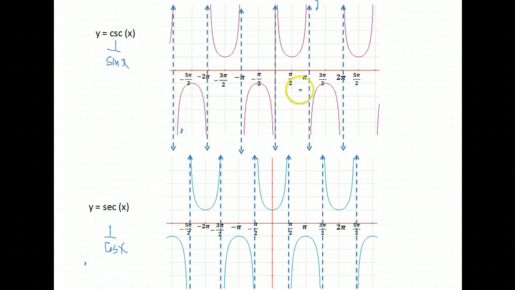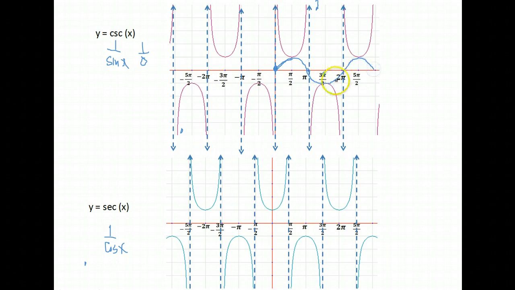Notice if I were to draw the sine curve in here, sine starts here at 0, 0 and goes up. But when sine is at 0, remember we hit an asymptote there because cosecant is 1 over sine, so anytime sine is 0, we get undefined, and that creates an asymptote. So everywhere our sine function came back to 0, we're going to get an asymptote. Okay?